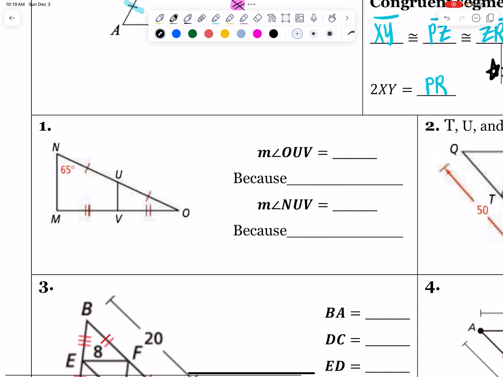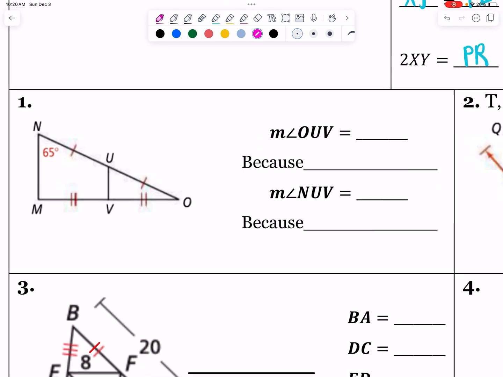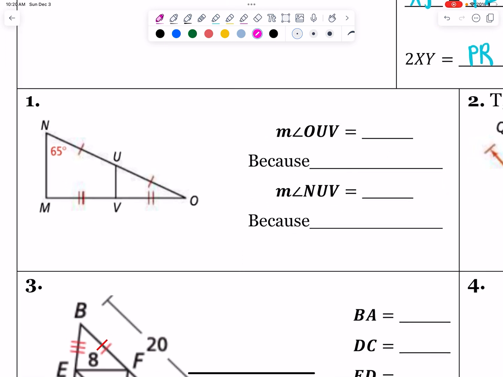Then we're just going to work some problems together on triangles and finding missing pieces based on what it's asking for. The very first thing it wants us to find is the measure of angle OUV, but I want to pause here and recognize that this does not work for any kind of segment in a triangle. It only works for a midsegment.